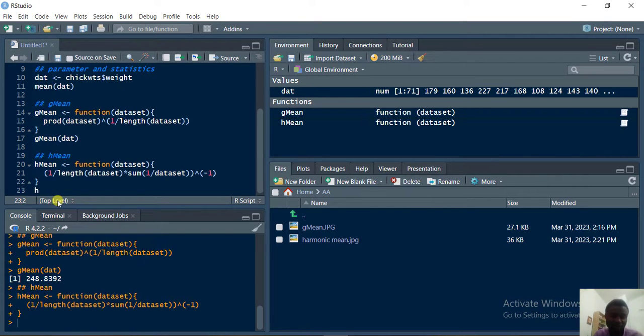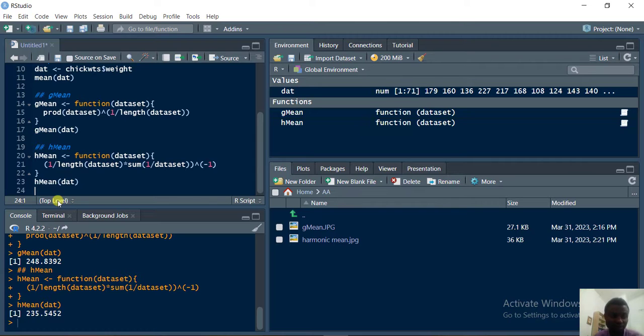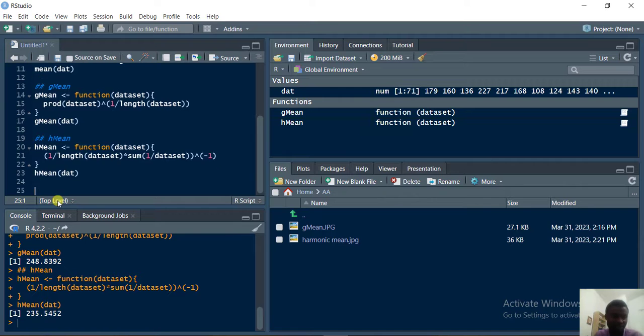So to get the harmonic mean for the univariate data, that is only for the weight, we say h mean and then we put the DAT. When you run this, you can see that we have the result printed on the console. Don't forget that the results we are seeing on the console are referred to as parameters, because we are doing this on the entire population. If we arrange them in increasing order, we can see that the smallest of them all is the harmonic mean, followed by the geometric mean, followed by the arithmetic mean.